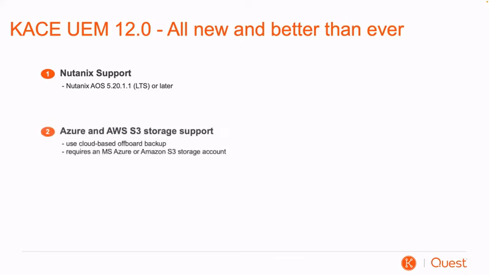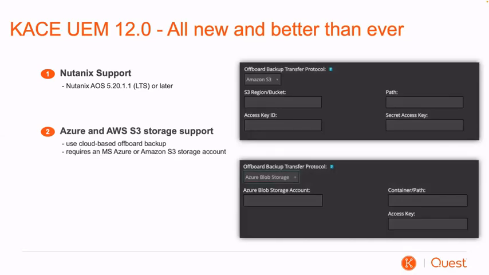Second topic is our Azure and AWS storage support. That means, for all who don't know, we have the possibility to do an offboard backup, so to copy our backup of the appliance, where everything is stored, to an FTP or SMB share. We now have the possibility to also use cloud storage from Azure and AWS to copy the backup files to, and to have just a place where we have it, because if we only store it locally, it doesn't really make sense.